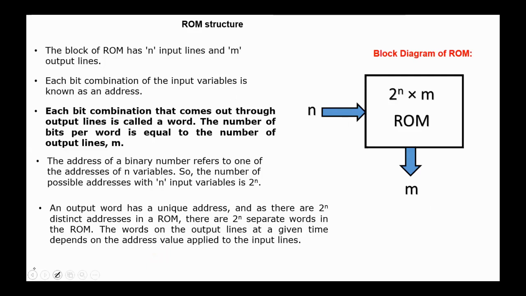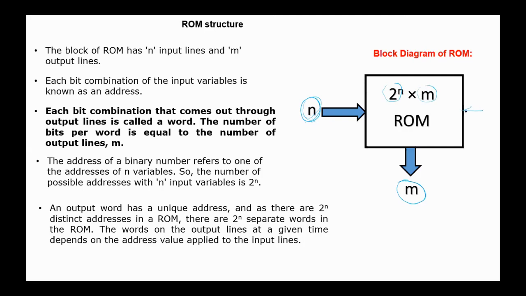Here is the general block diagram of ROM. It has N address inputs and M data outputs. The address is applied to ROM address register, which is just a decoder of size N to 2 to the power N. So the size of the ROM is 2 to the power N locations, each location of size M.